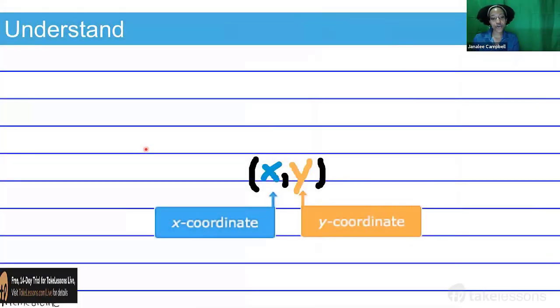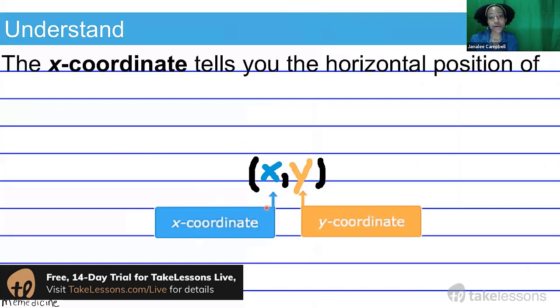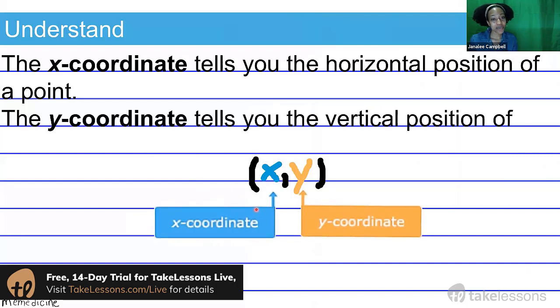All right, so on every coordinate plane, every point is plotted, but you have to be able to locate those points, and you locate them with an x coordinate and a y coordinate. The x coordinate tells you the horizontal position of a point, okay? And the y coordinate tells you the vertical position of a point.